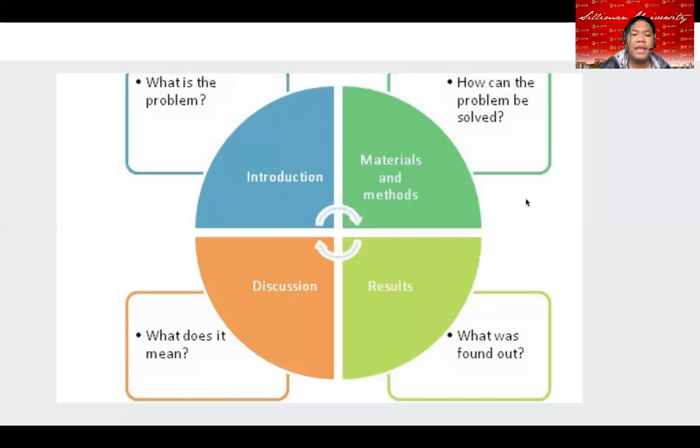And then for the discussion, since you already have some results, you will now discuss what these results mean. All right? What are the implications of this?